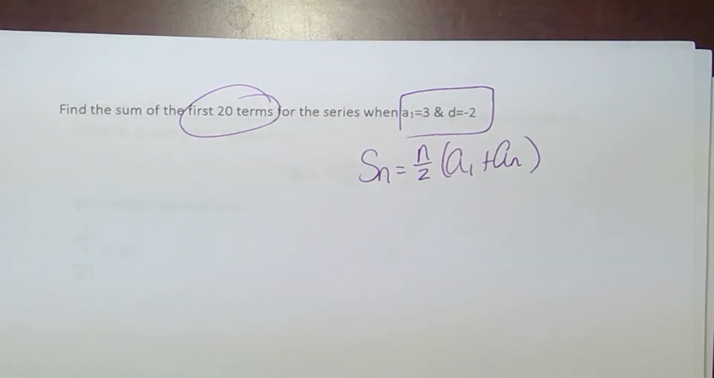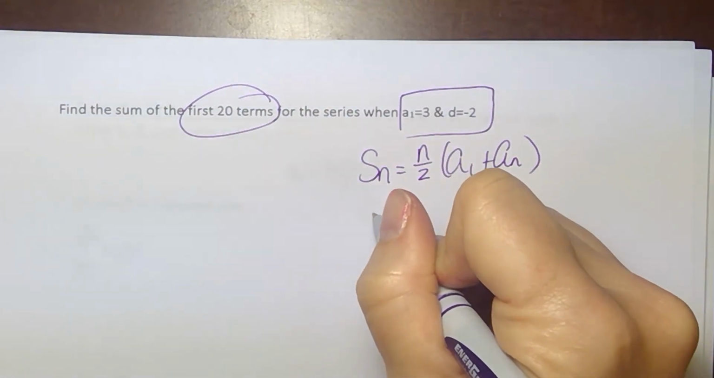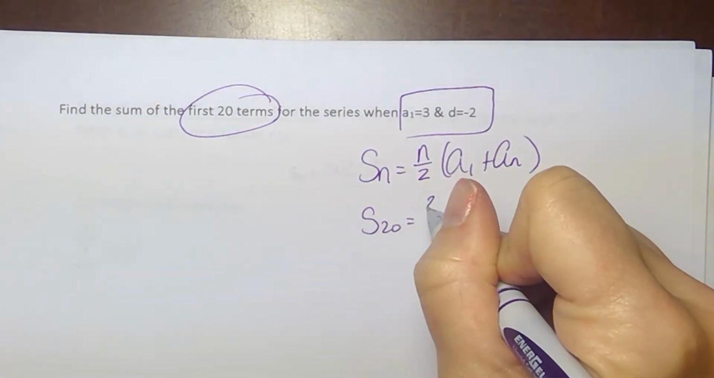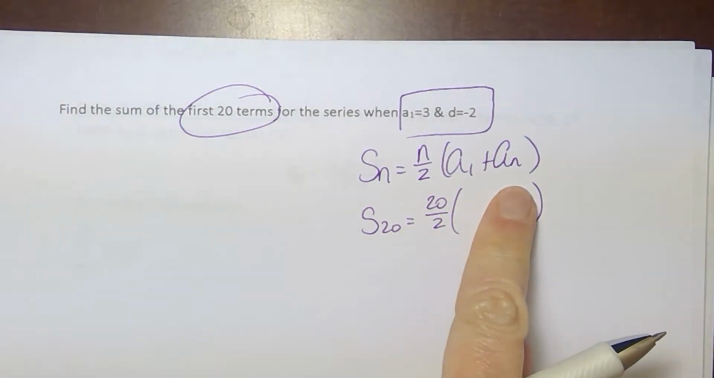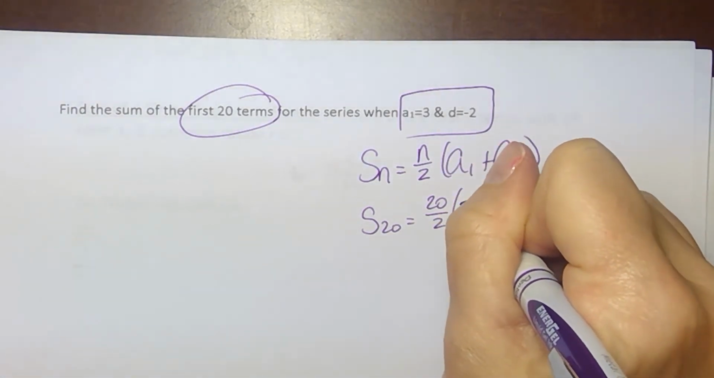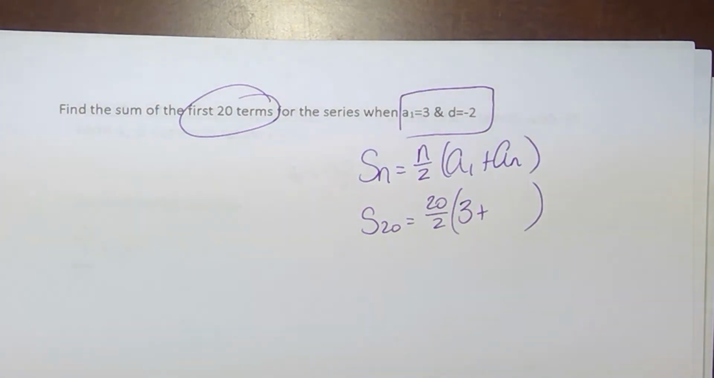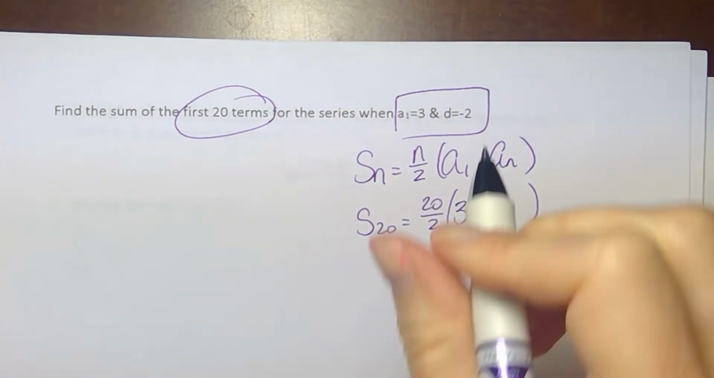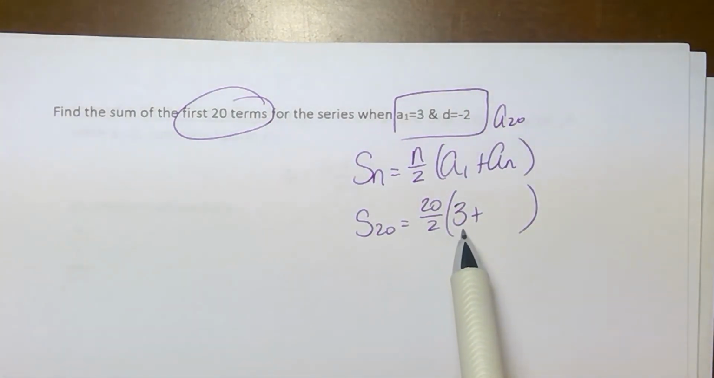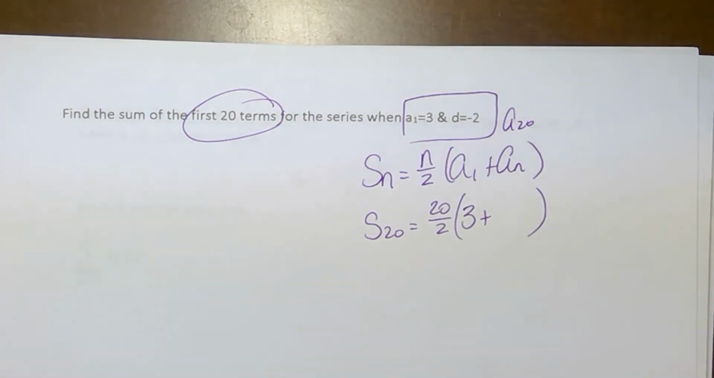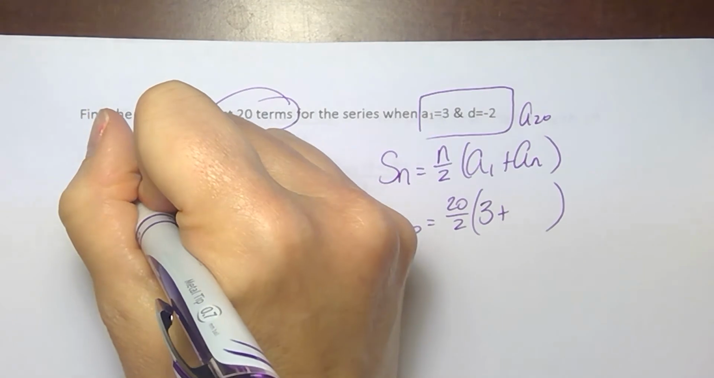I'm summing the first 20 terms, so that is S sub 20 equals 20 over 2, and I need the first term and the 20th term. Well, the first term is given to me as 3, so that's good, but I need the 20th term. I need a sub 20. To get that, I've either got to start at 3 and subtract 2 until I get to the 20th term, or I have to use my general term for an arithmetic sequence.